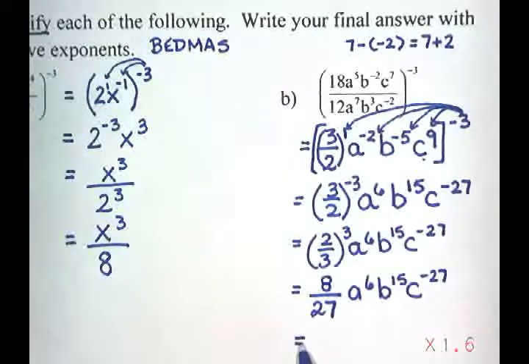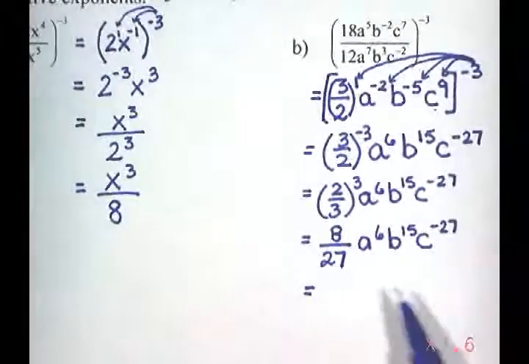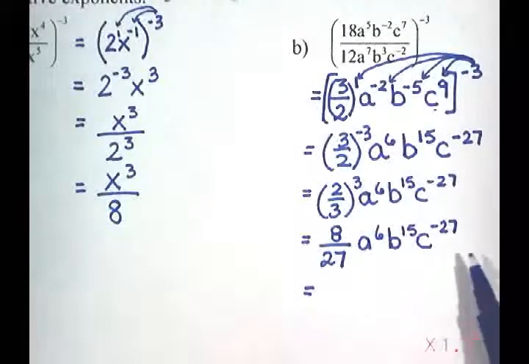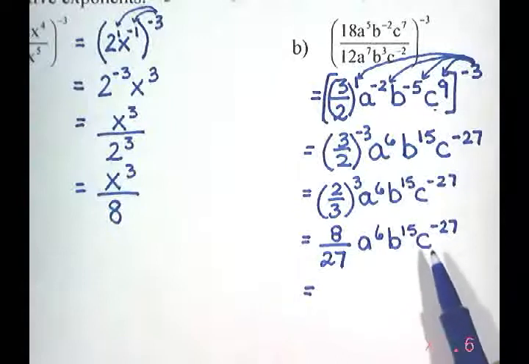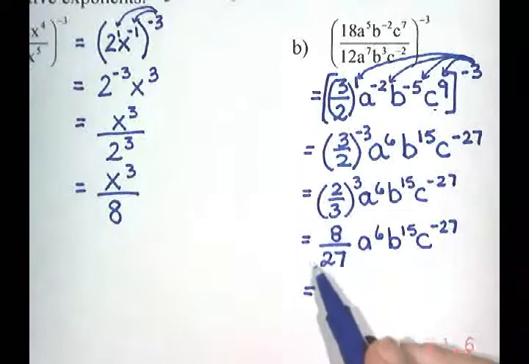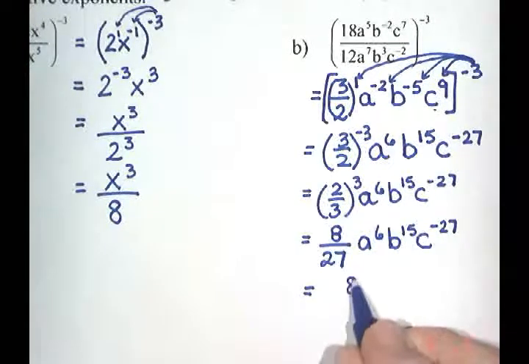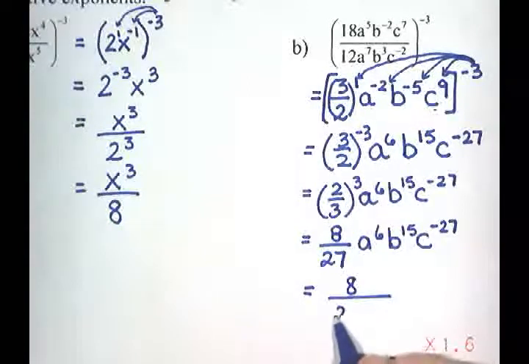So at this point, I will look at the variables. I see that I have a negative exponent on the c. So the rule was that everything with a positive exponent stays in the numerator, and the things with the negative exponents will flip down into the denominator. Now, I already have a denominator on my fraction, so I'm going to use that to start with. I have 8 over 27.